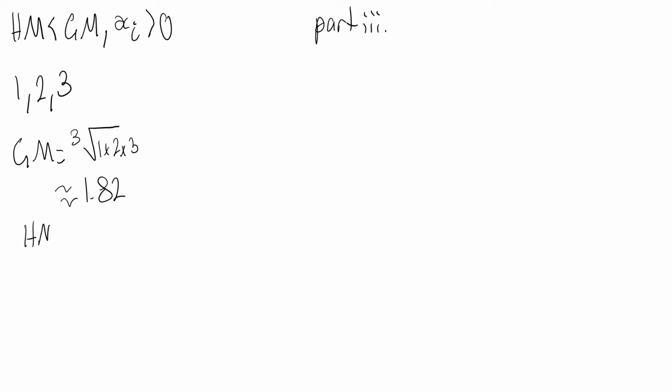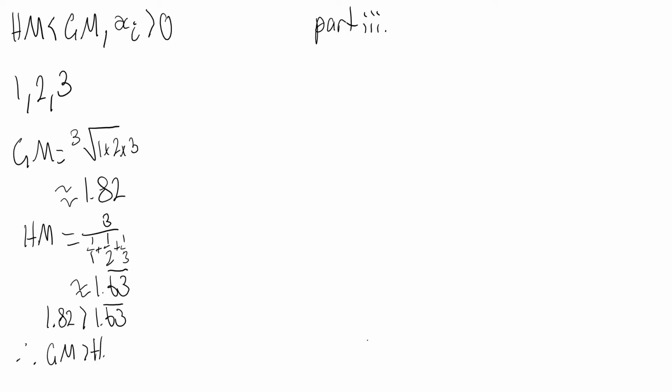The harmonic mean will equal 3 on 1 on 1 plus 1 on 2 plus 1 on 3, which comes out as about 1.63 repeater. And here 1.82 is clearly greater than 1.63 repeater. Therefore, the geometric mean is greater than the harmonic mean, which upholds our initial statement.